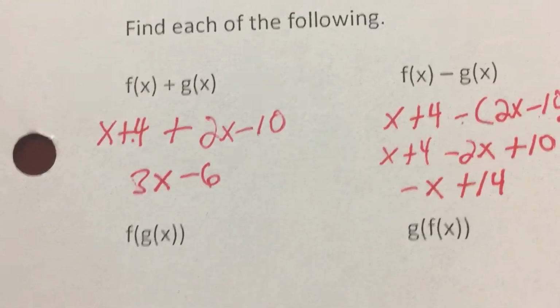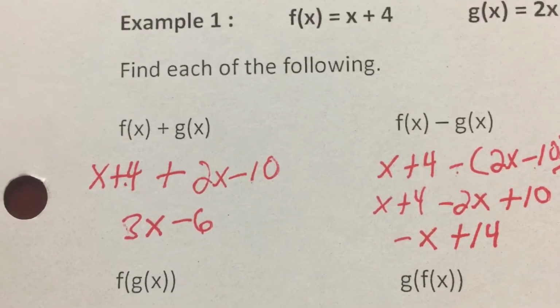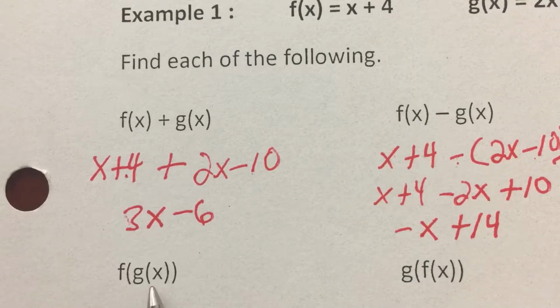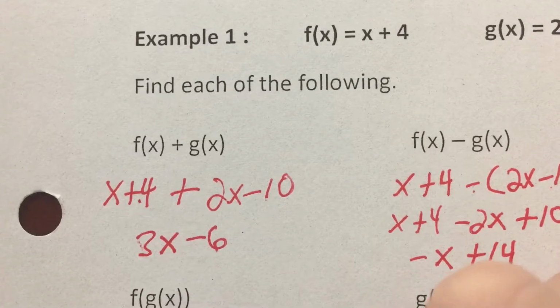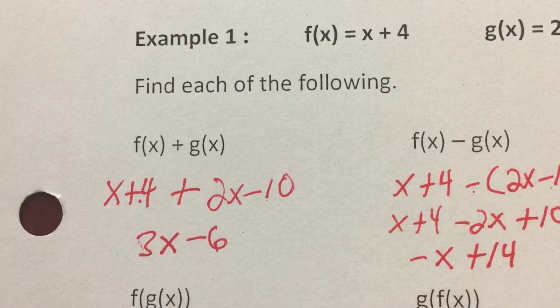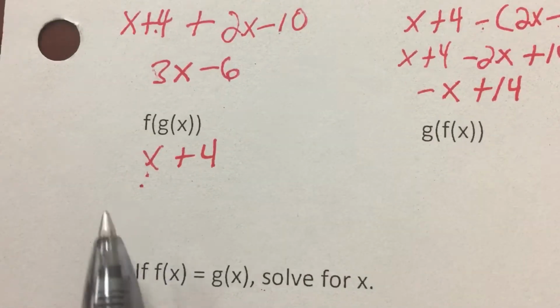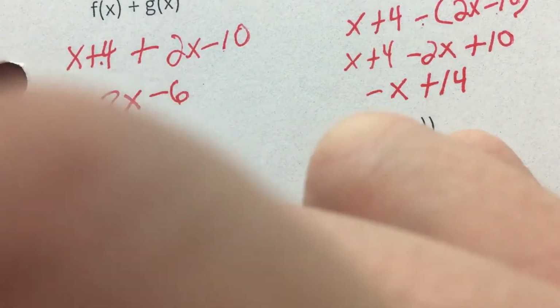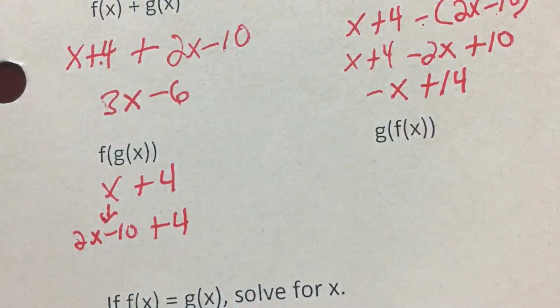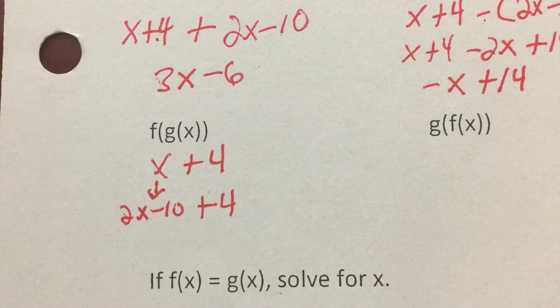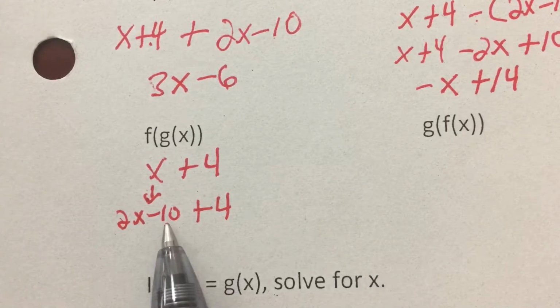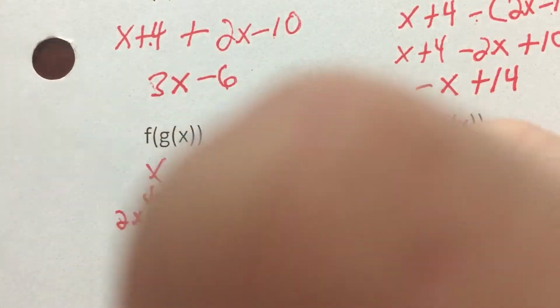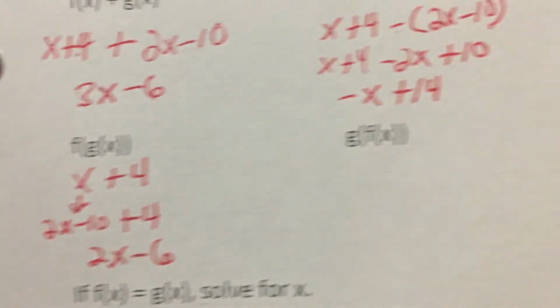Coming down to the next line, sometimes you're asked to plug a function inside another function. This says f of g of x. So we want to take the f function, which once again is x plus 4, and we want to replace the x in this function with g of x, which is 2x minus 10. So if this gets replaced with 2x minus 10, it would now look like this, 2x minus 10 plus 4. The negative 10 and positive 4 are like terms, so we get 2x minus 6.